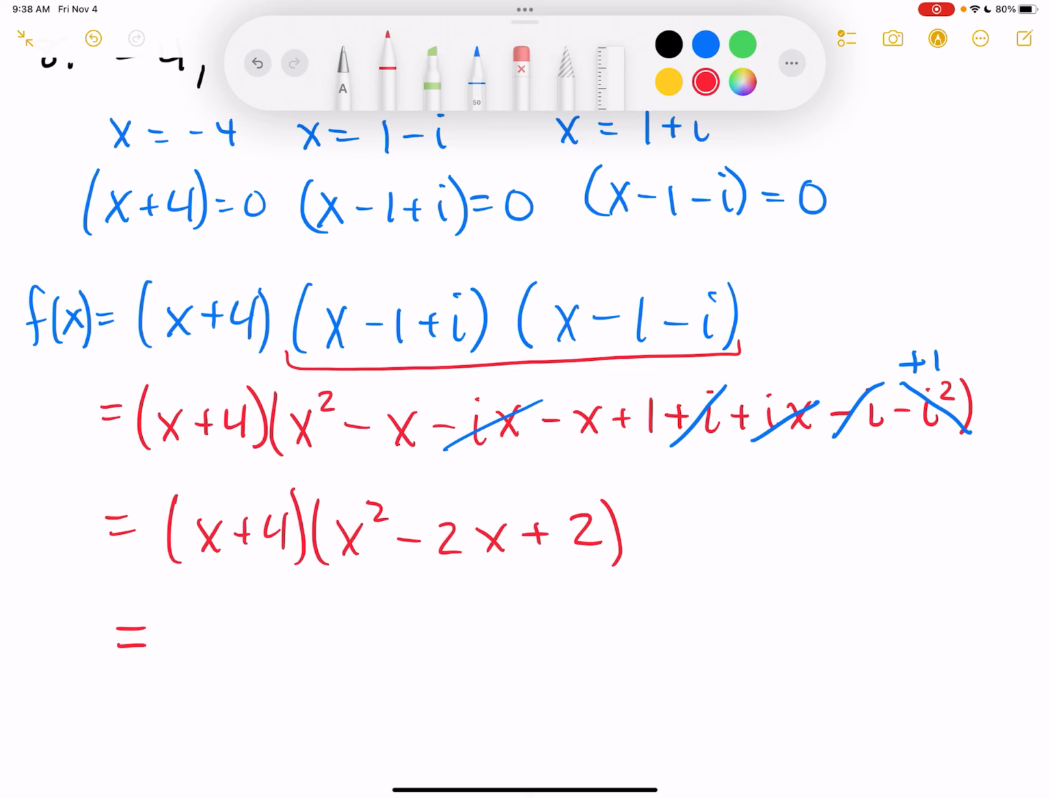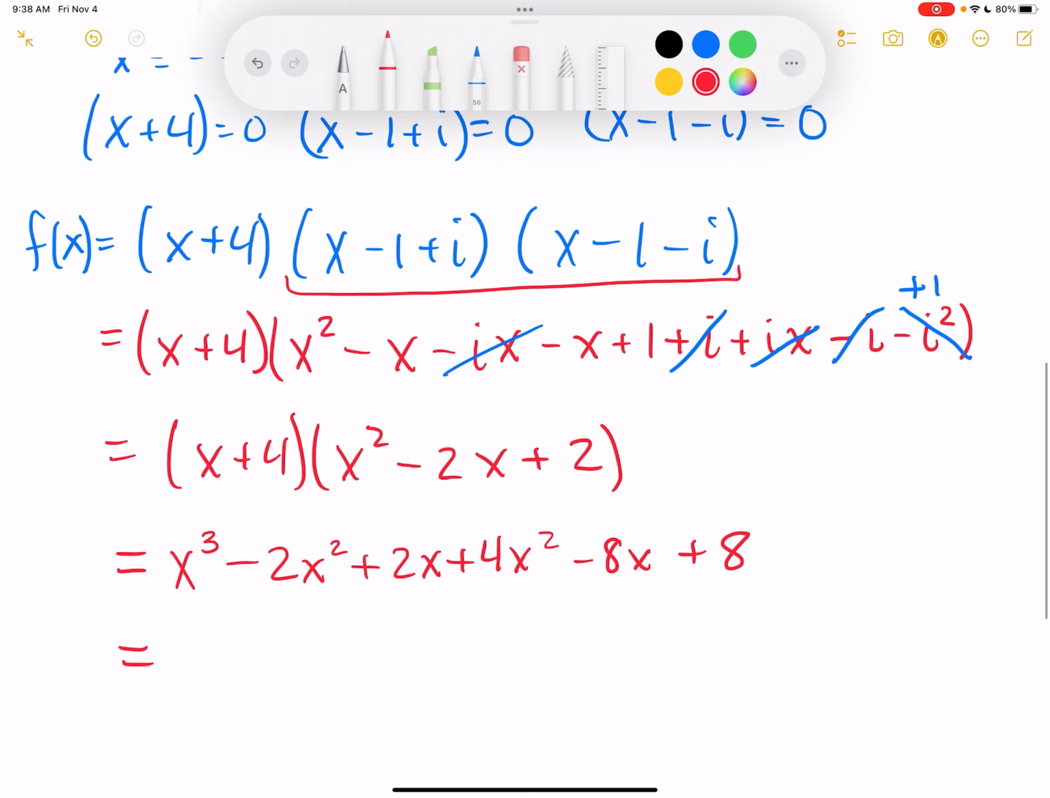Okay, so then it's gonna be x cubed minus 2x squared plus 2x plus 4x squared minus 8x plus 8. Yep. We're gonna simplify it. Good job. So it's gonna be x cubed plus 2x squared minus 6x plus 8. Beautiful.